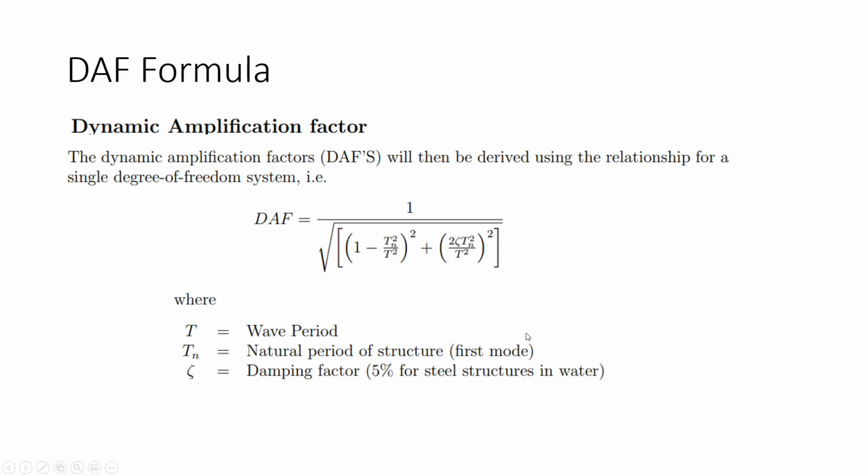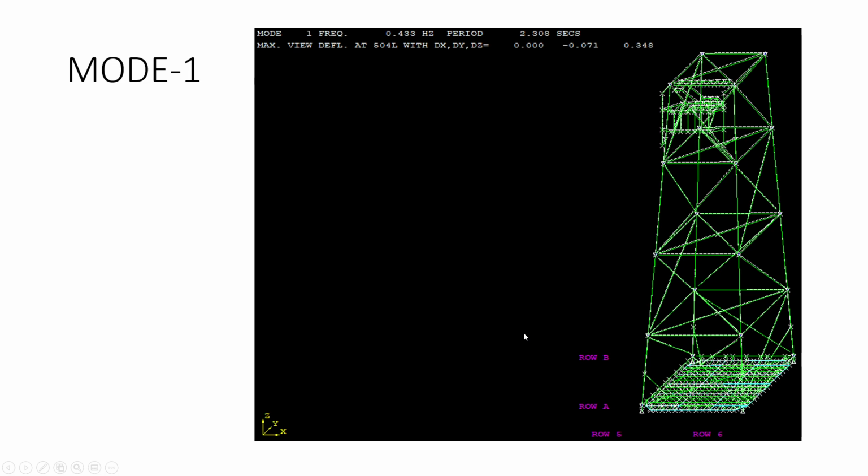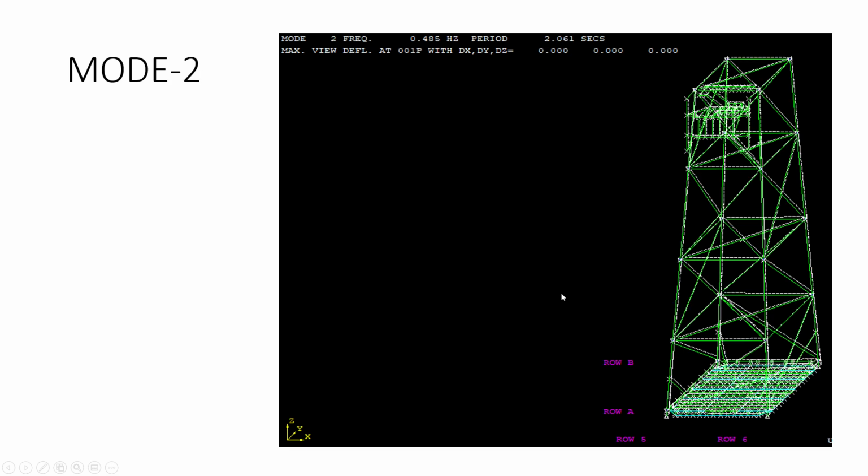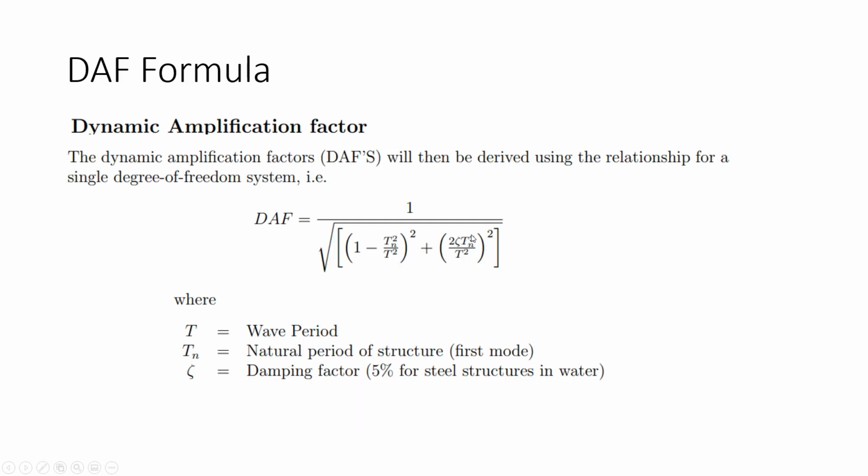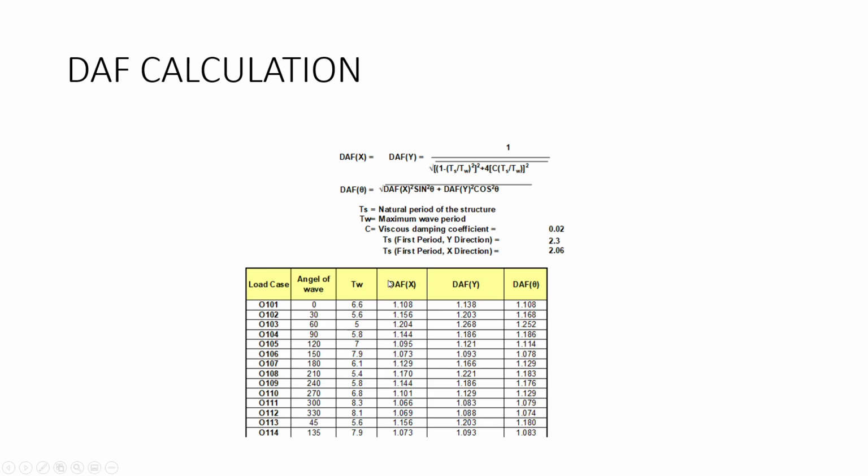For the first mode, what is our natural period? This is mode 1, the first mode. It is 2.308. This is the time period, so that is the value we have to substitute over here. And T is nothing but the wave period. Whatever wave we are having, the 0 degree or 45 degree, that period we have to take over here. Okay, this is the formula, and this is the DAF calculation here.